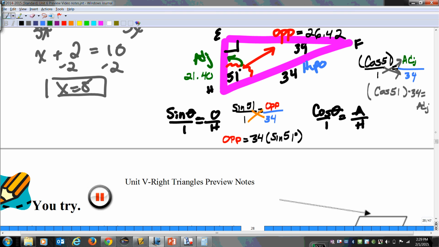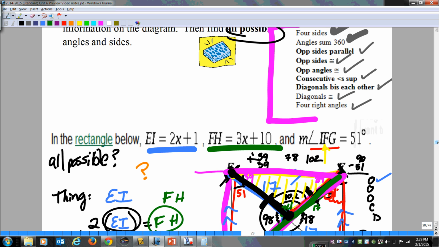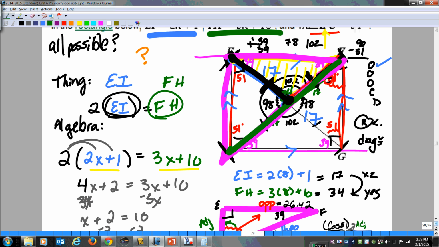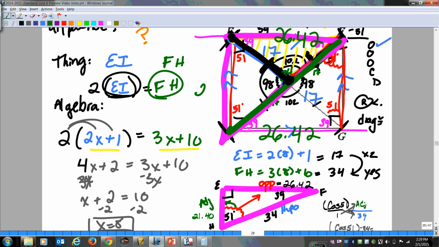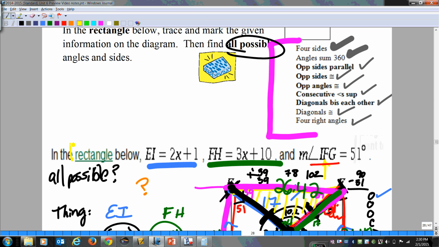So back to your original rectangle here. This length right here is going to be 26.42. Opposite sides are equal, so this is also 26.42. And the left and right are both going to be 21.40, 21.40. Now, we were able to get all of that information just because, basically, I told you it's a rectangle.